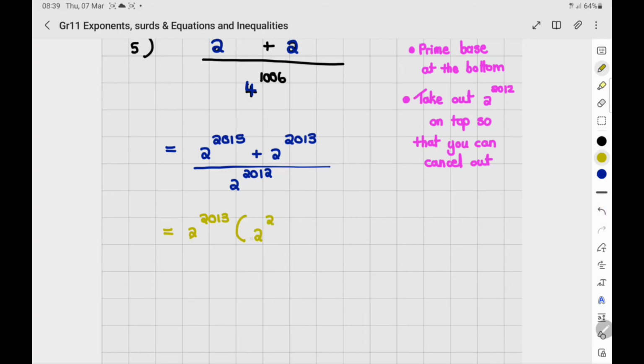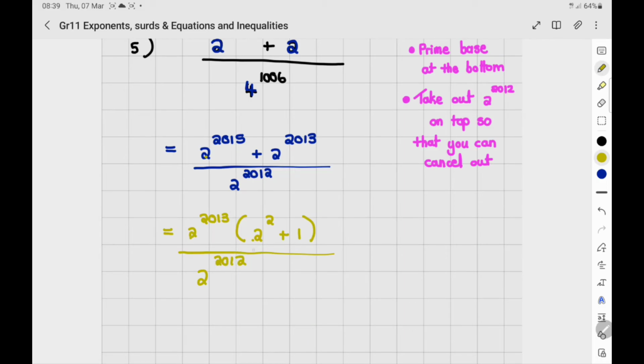Because when you multiply it back in, you keep your same base and you add your exponents, which gives me that 2013 plus 1. Okay, so remember, if you take out exactly what is there, there is a 1 left. All right, over 2 to the power 2012.